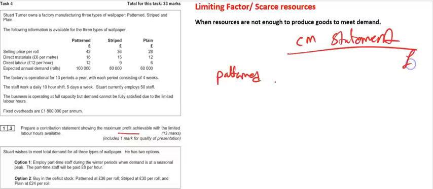How much of the patterned did you say you're going to produce? 40,000. And each patterned gives you 12 pounds of contribution. So you'll get the total figure over here: 40 times 12, we get 480,000.